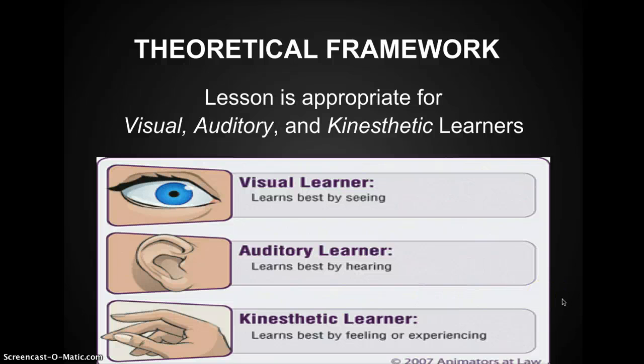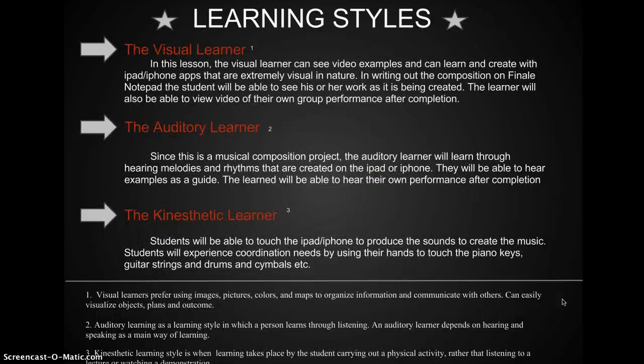This lesson is ideal because it has something in it for all 3 types of learners: the visual learner who learns best by seeing, the auditory learner who learns by hearing, and the kinesthetic learner who learns best by feeling or experiencing. The visual learners prefer to use images, pictures, colors, and maps to organize information and communicate with others. They can easily visualize objects, plans, and outcomes.